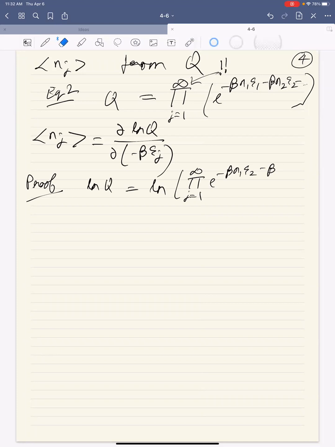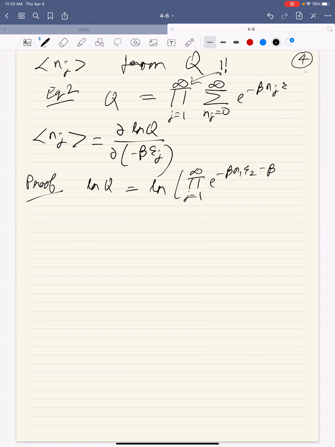Oh, I should be careful. Sorry, this is not exactly correct. I should write what I wrote back there. Sorry about that. So this was the product of the summation over Nj equal to 0 to infinity of e to the power minus beta Nj epsilon j.